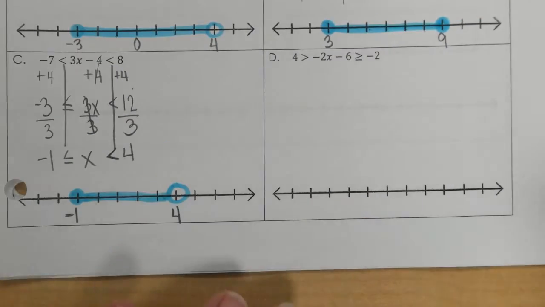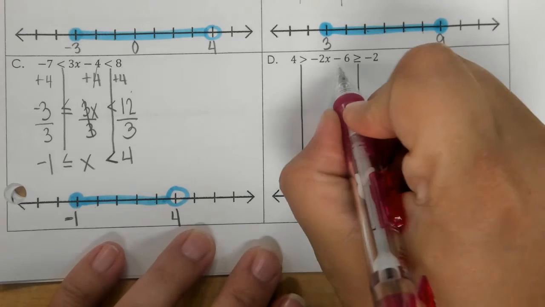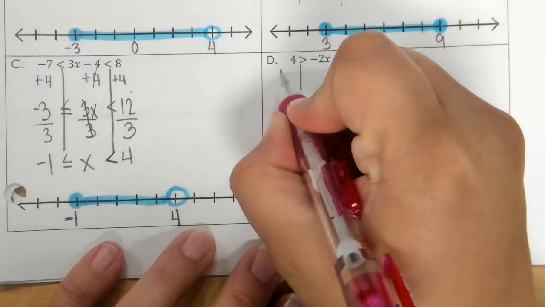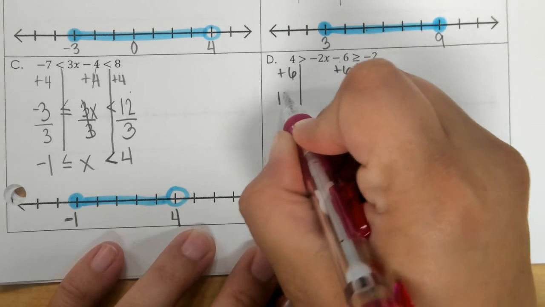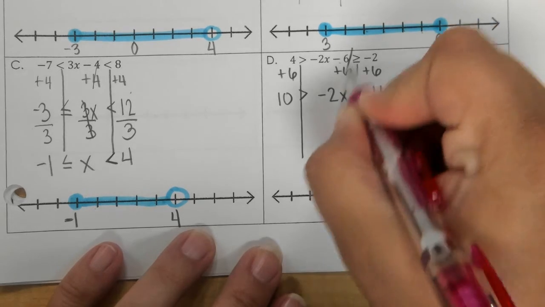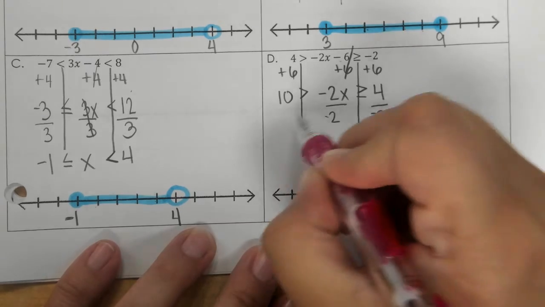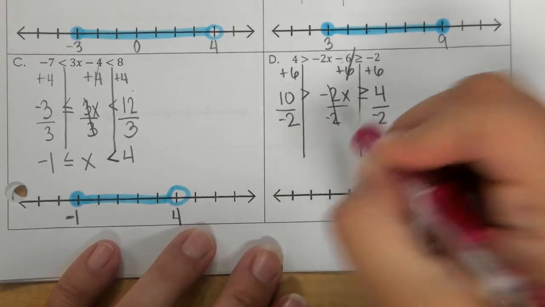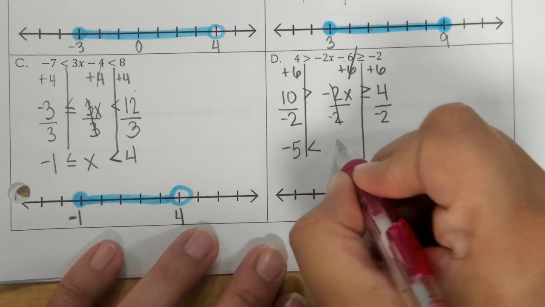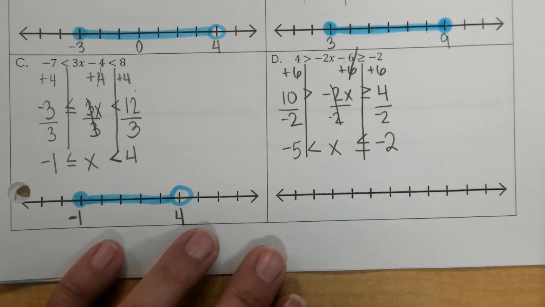Alright, letter D. This one has a little twist to it. So to solve, we're still going to add 6. Okay, so this would be 10, 4. Alright, now we're going to divide by -2 to all sections. And I get -5. I have to flip the inequality because I divided by a negative. Again, I flip the inequality and get -2.